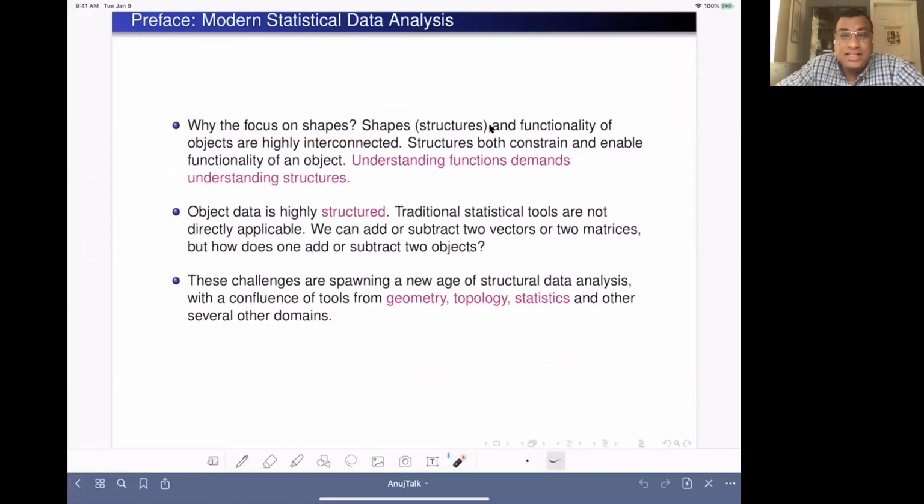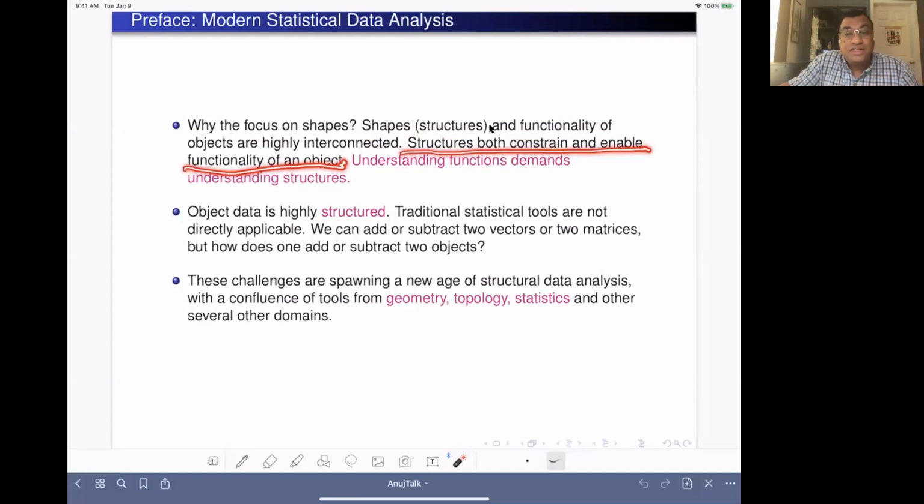In many disciplines, the shapes of the object quite predictably tell us about the functionality of the object. So think about biological systems. So even bioinformatics, think about biomolecules such as proteins or chromosomes. These proteins have certain shapes, and based on how they are bent and folded, they perform certain roles in a larger biosystem. So this is a very interesting line that structures both constrain and enable the functionality of the object.